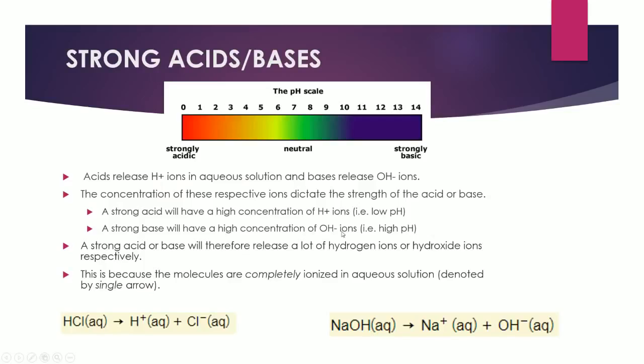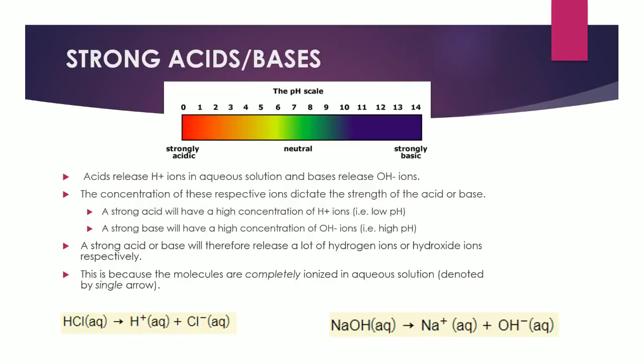So what defines a strong acid or a base? Well, acids, remember, release hydrogen ions in aqueous solution, and bases release hydroxide ions. And the concentrations of these respective ions actually dictate the strength of the acid or a base, right? So a strong acid will have a very high concentration of hydrogen ions, resulting in a low pH. And a very strong base will have a very high concentration of hydroxide ions, resulting in a high pH. So a strong acid or a base will therefore release a lot of these hydrogen or hydroxide ions, respectively.